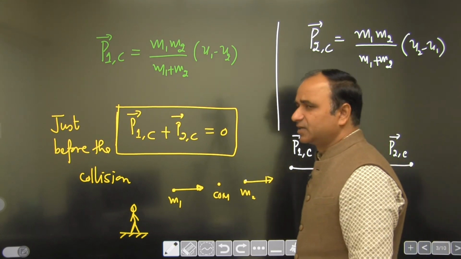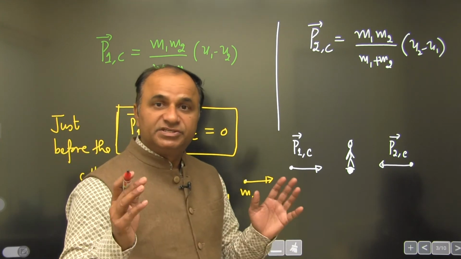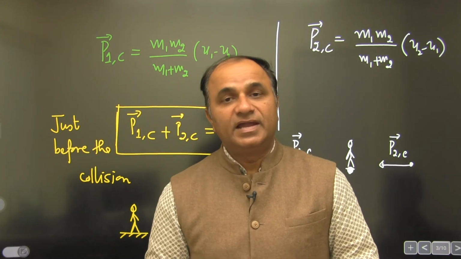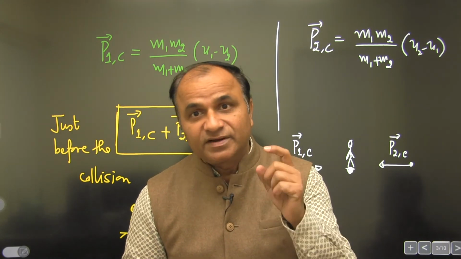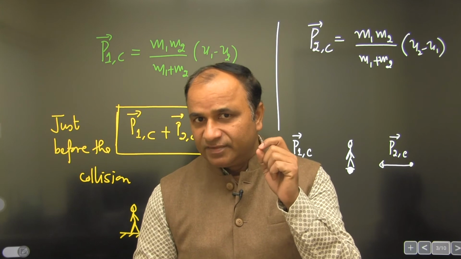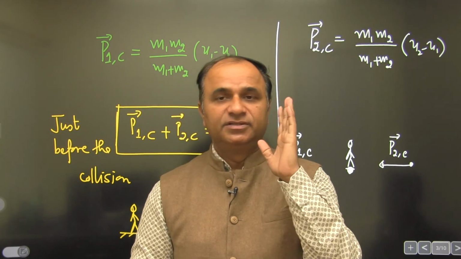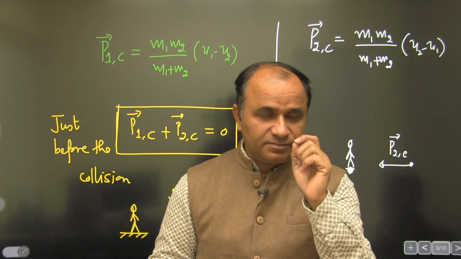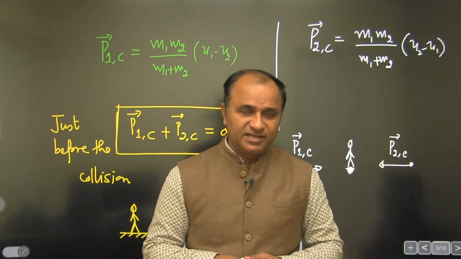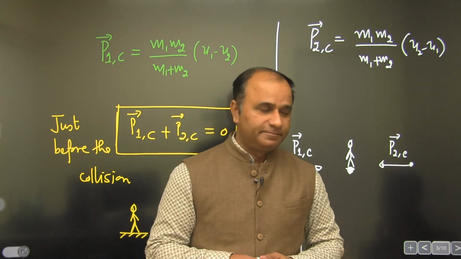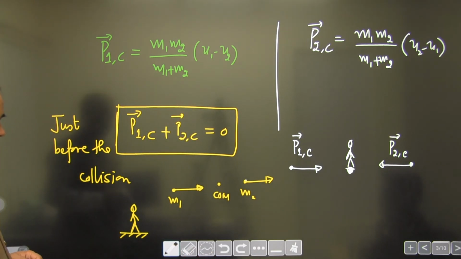So this is the first conclusion that we have drawn from the discussion: whenever we see particles colliding from the center of mass, the momentum vectors, not the velocity vectors, the momentum vectors of the two particles will always be equal and opposite. This must be confirmed in your mind, and it has to be memorized and comprehended properly. So this is the case.